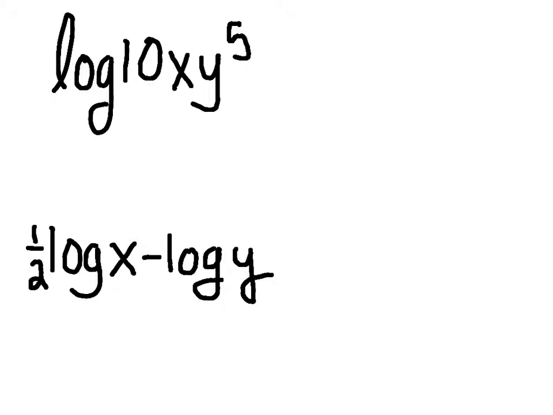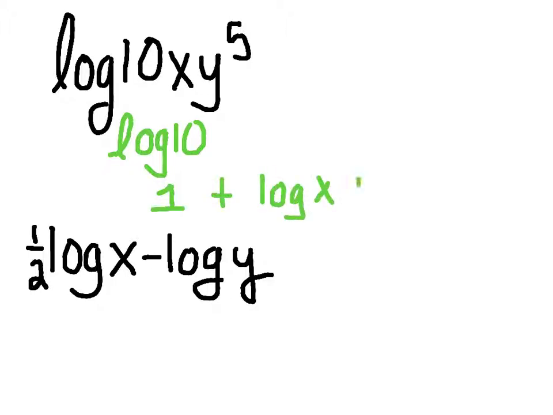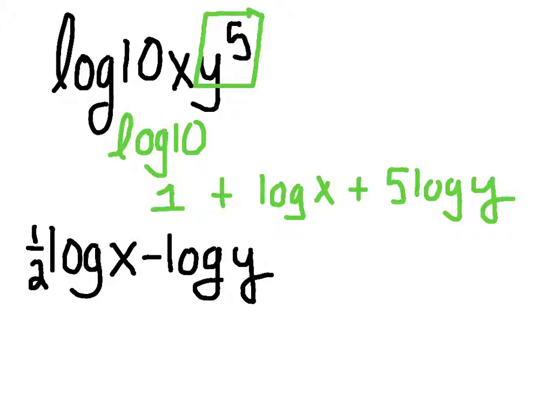You have to know how to both expand and condense, and so you need to know that addition becomes multiplication rule. This would be log of 10, which is actually 1, plus log of x, plus 5 log y. The most common mistake students make in these problems is noticing only the 5. The y is to the 5th power, so the 5 only goes in front of the log y, it doesn't go in front of the other ones.